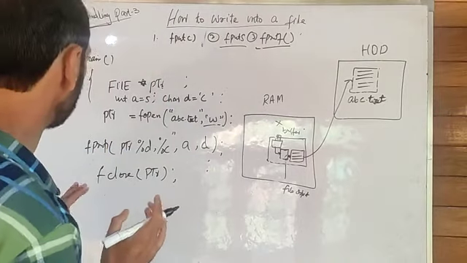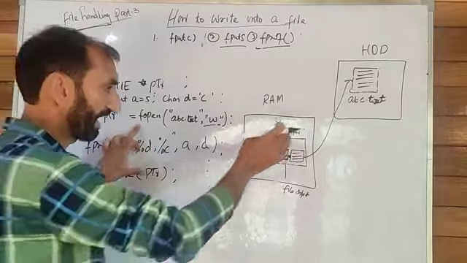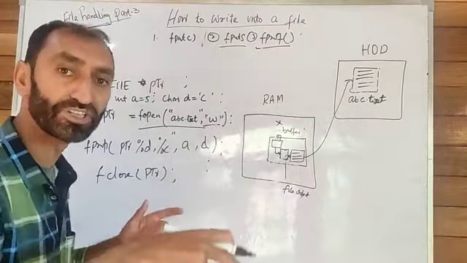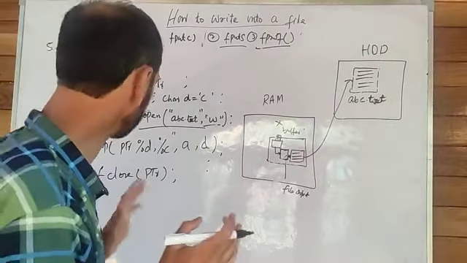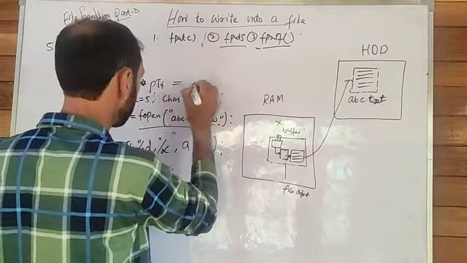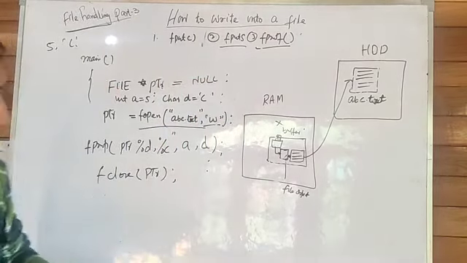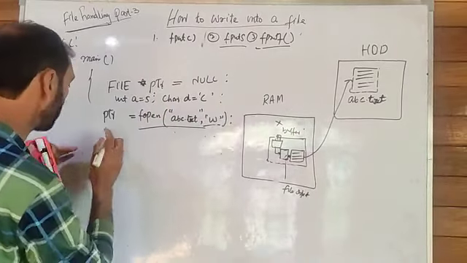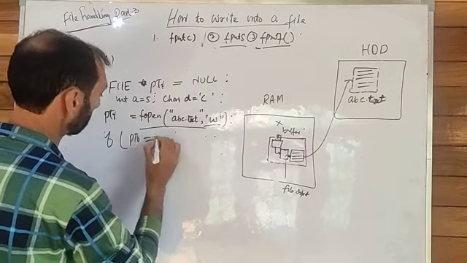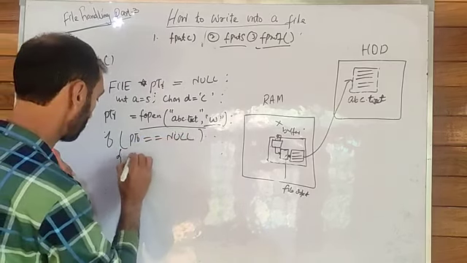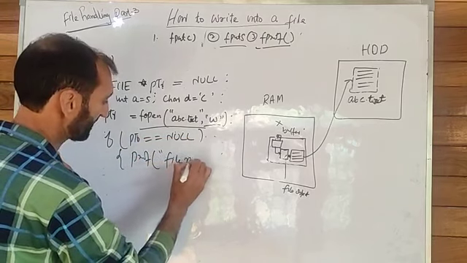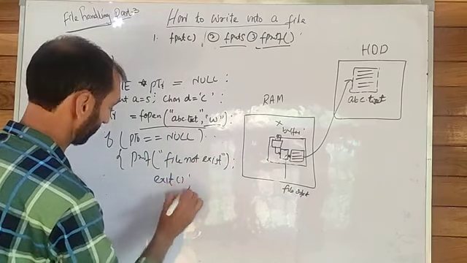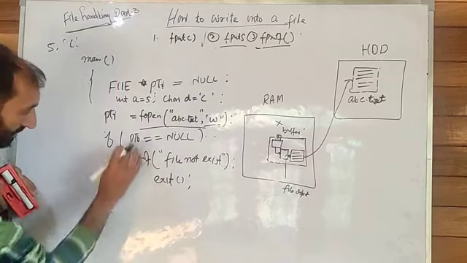Also we have to take care that in some cases, whenever we open this file, due to some error the file does not exist, or this line does not return the pointer. At that time, it is best that first of all we initialize this ptr with NULL, and after that we write: if ptr equal to NULL, then printf file does not exist, and simply exit.